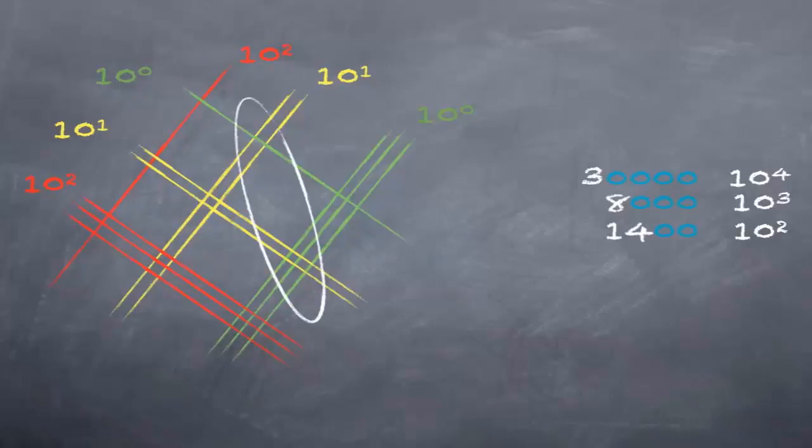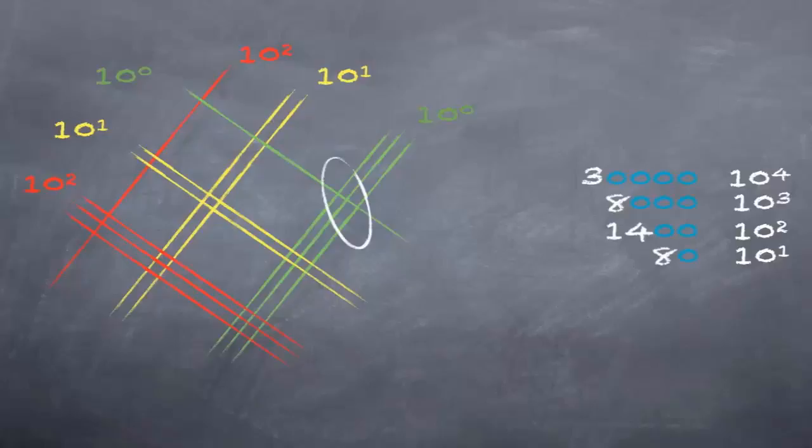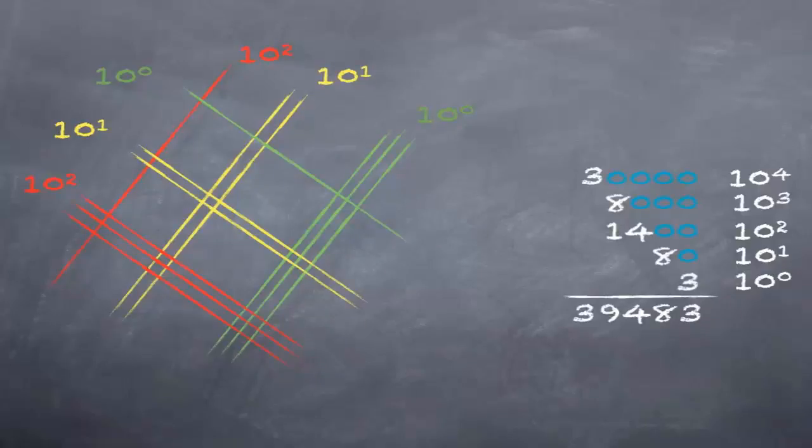Now I have yellow and green, which is my tens place and my ones place, which is going to leave me with 1 trailing 0, or 10 to the first. There are 8 of those, so I have 8 tens, or 80. And finally, my lonely ones intersecting ones, I'm going to have no trailing zeros, so those 3 that I get just go at the end. Now when I add them up, I get the same result as I did before, 39,483.